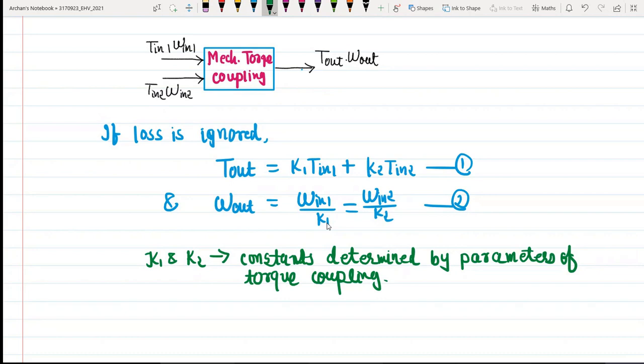Now, when we talk about this torque coupling, we have different torque coupling devices which are going to be used. Okay, so the first case is we will use the gearbox. Second case is we will use the pulley or say chain assembly. Then we can also use the shaft. Okay, so these are the commonly used mechanical torque coupling devices, and in each and every case we will be able to find out these parameters K1 and K2.